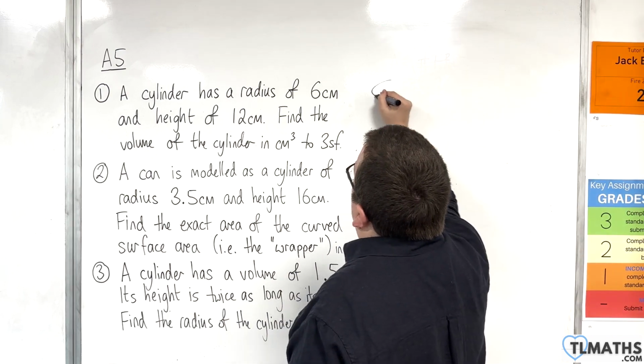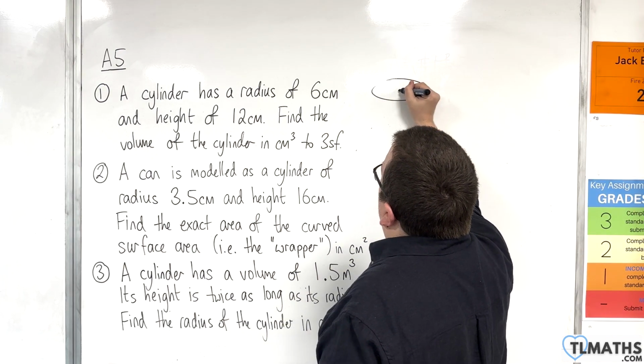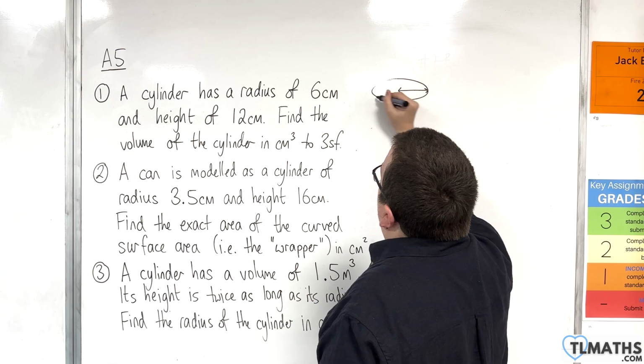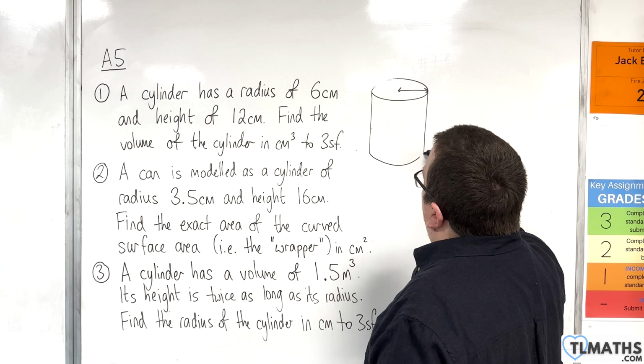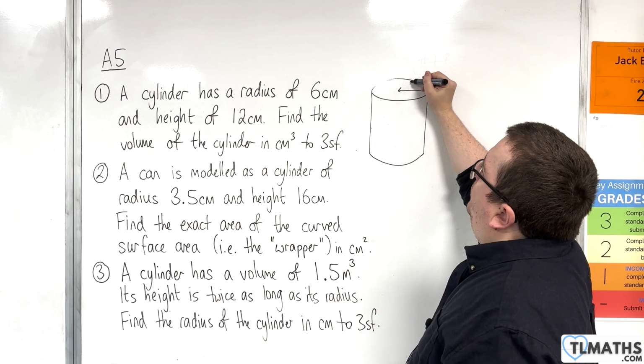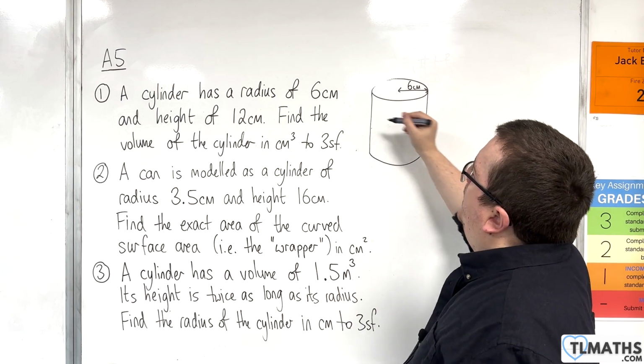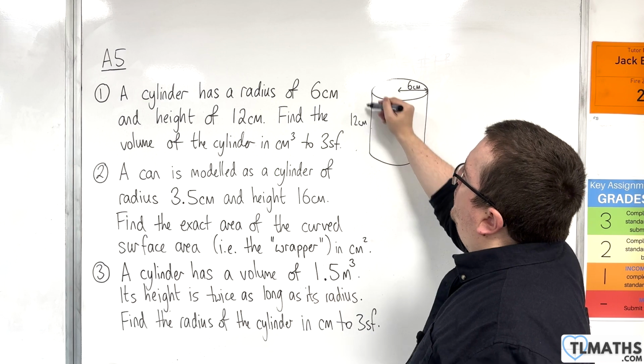So let's draw ourselves a little diagram so we can visualise the cylinder. So here we have the top of the cylinder, and there's the rest of it. Now that is 6 centimetres, and we've got a height of 12 centimetres.